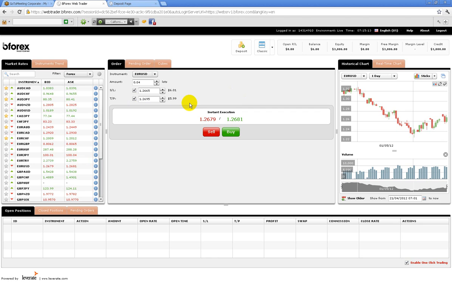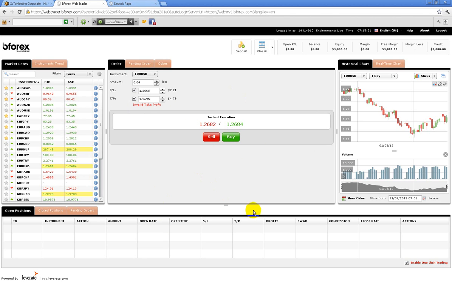Now, what exactly do I want to do? Let's say I'm just giving an example. I'm just opening any position. I'm just taking a shot. I'm buying the position. So here we have an invalid take profit. We need to make sure that our take profit is within the limit range. Alright, so let's check if I can have a higher take profit.